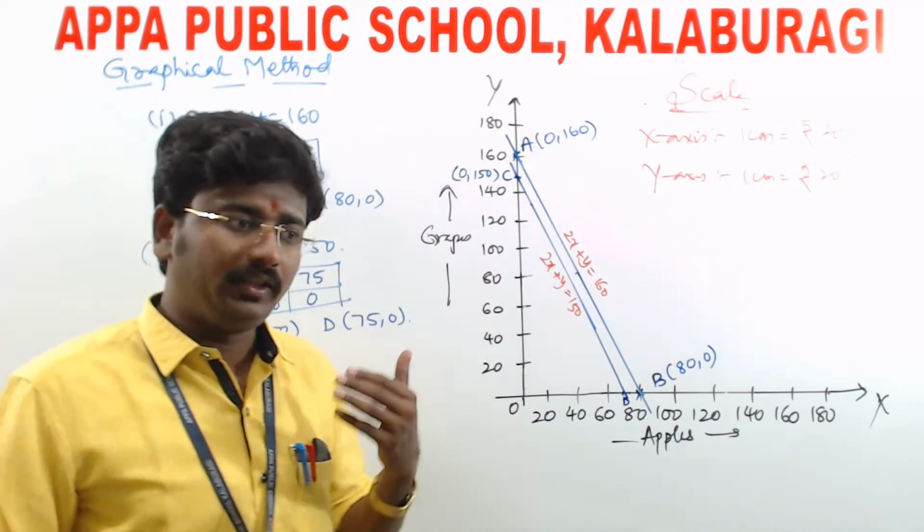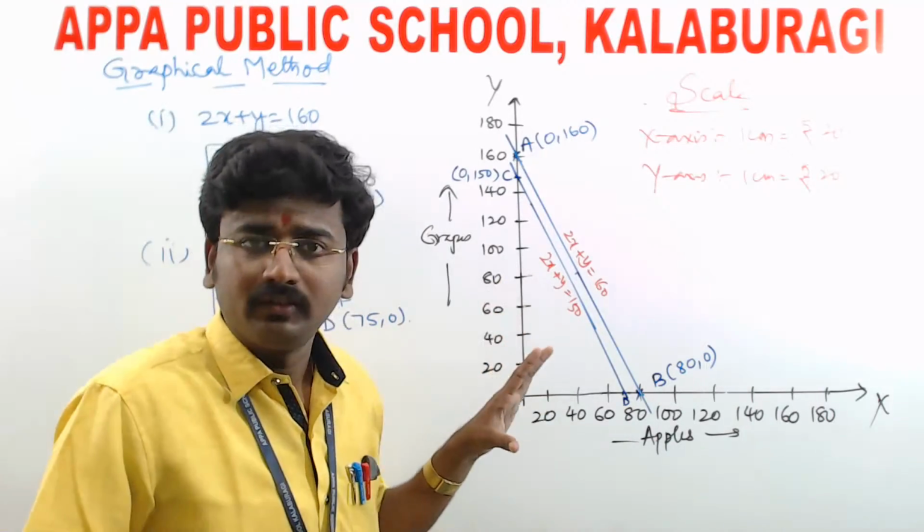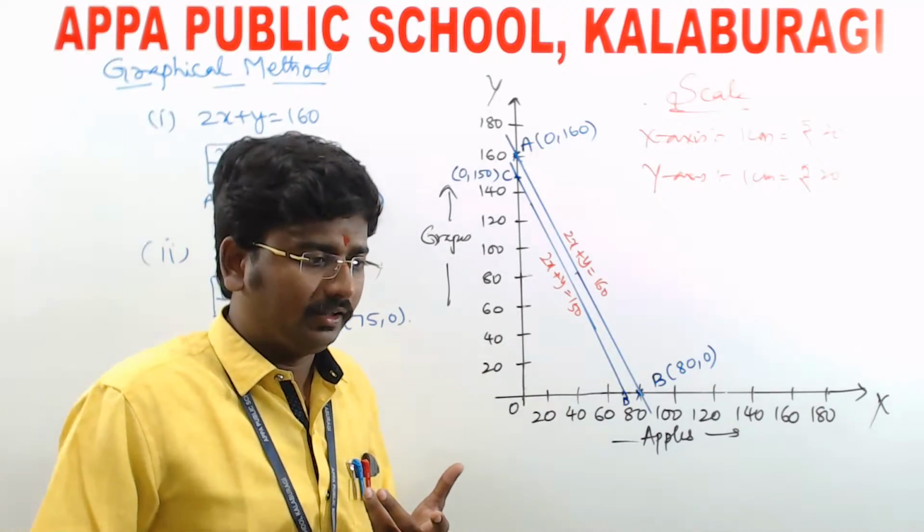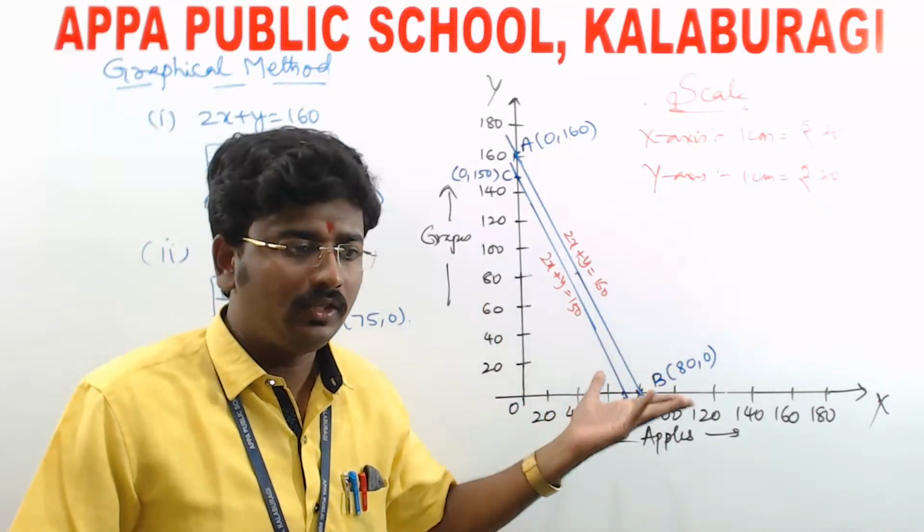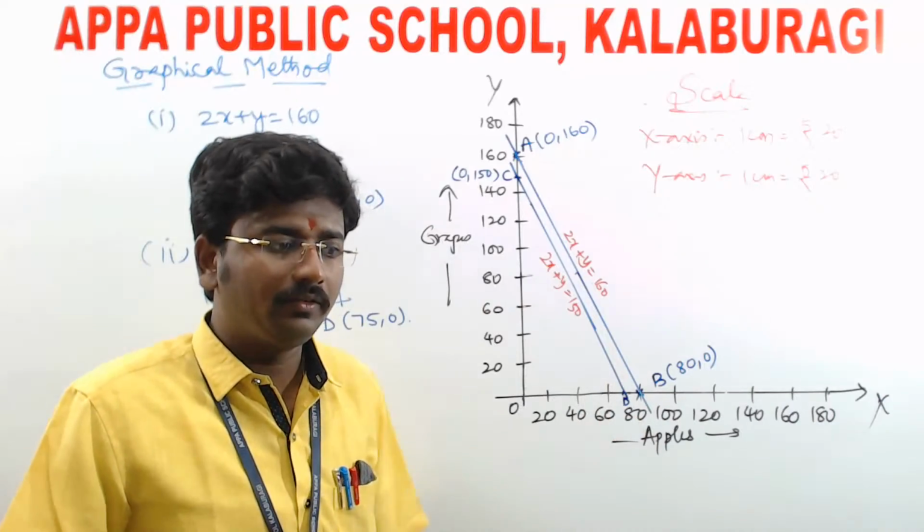Some people go for 50, 100, 150, a very small graph. It all depends on the scaling factor. The scale of the graph is most important. I hope this is understood, everyone.